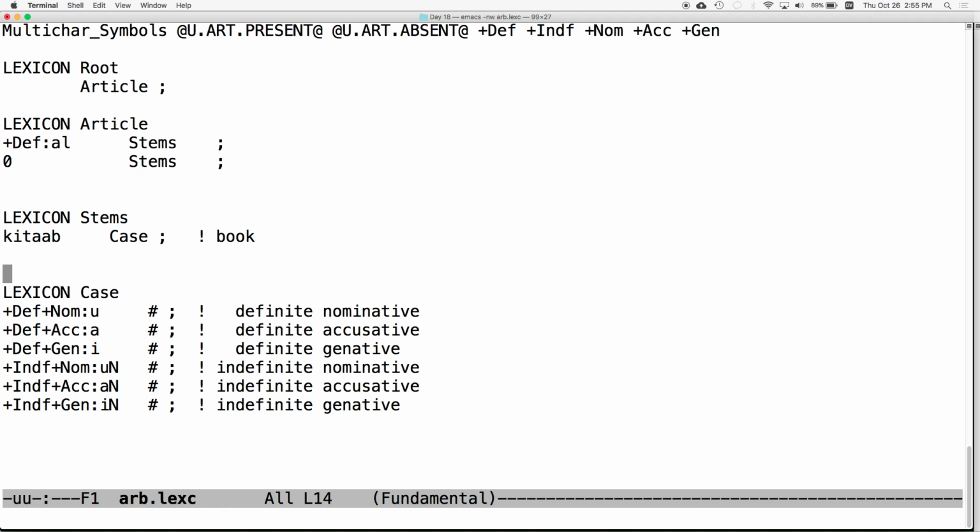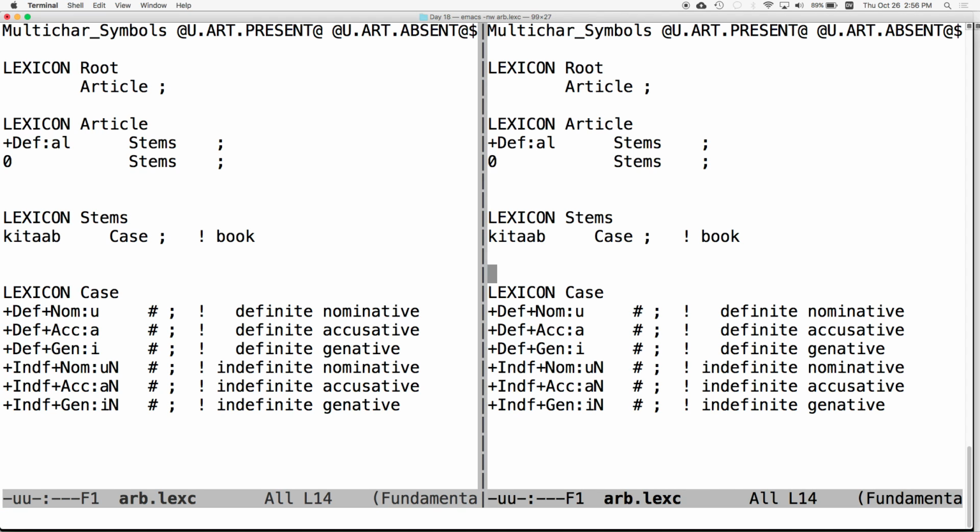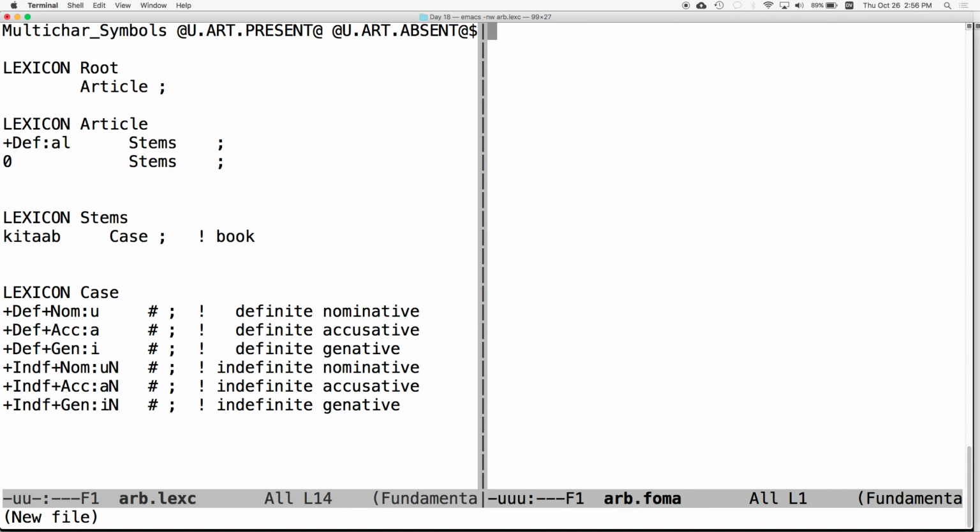All right, so now let us create a FOMA file. Okay, and how do I start? How do I read in the lexicon? Read lexc, arb.lexc, and then define lexicon. Does that look right to you guys? Yep. Okay.